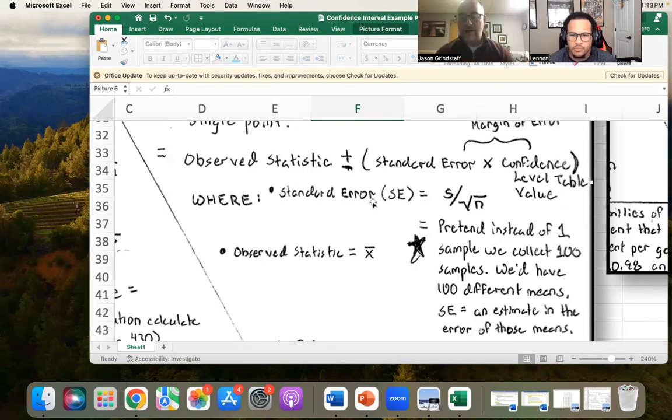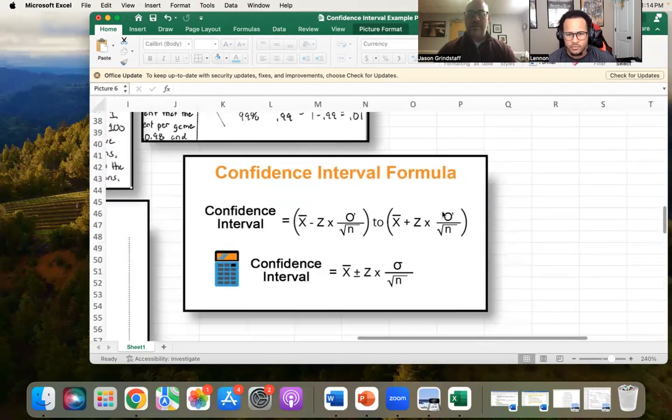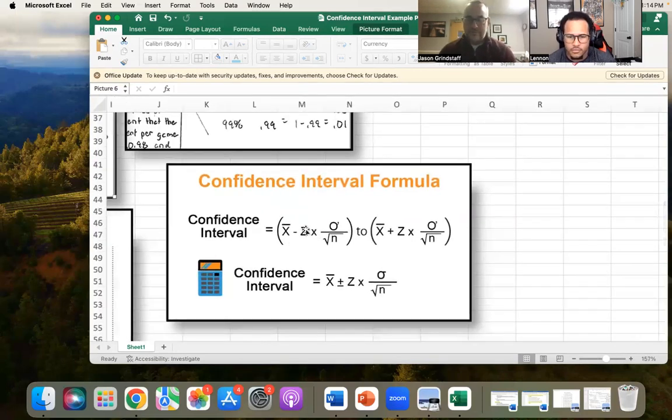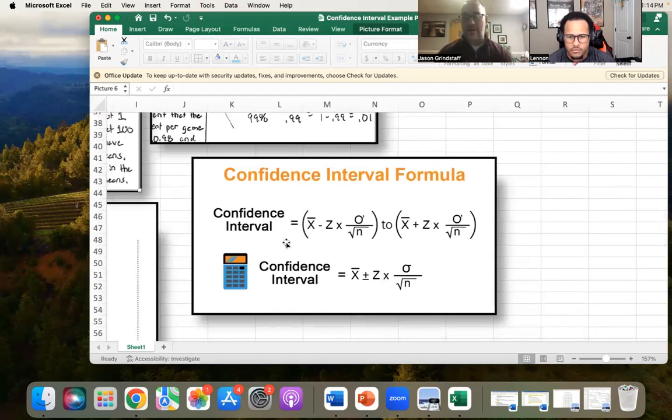We do need to know how to calculate standard error, which is our standard deviation divided by the square root of n, all right? So here's what that looks like. Our confidence interval is a bandwidth from the lower end right here to an upper end. On the lower end, it's our observed statistic minus our margin of error. On the upper end, it's our observed statistic plus our margin of error. So let's walk through in Excel how we do that, all right?